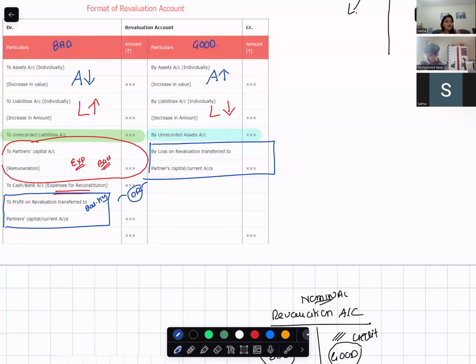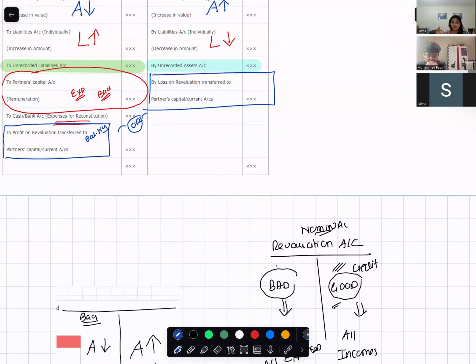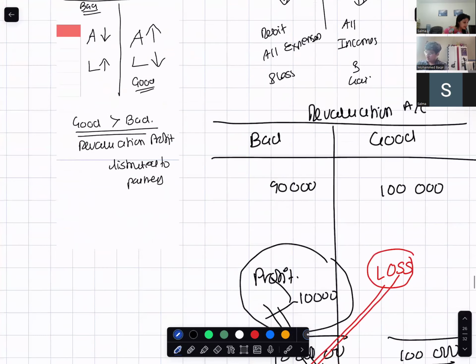Can you tell me when do you prepare the revaluation account? When the partners have decided to make a new balance sheet. So when there is a new balance sheet, and you have to record the value of the assets and liabilities at a new value, you will prepare the revaluation account.